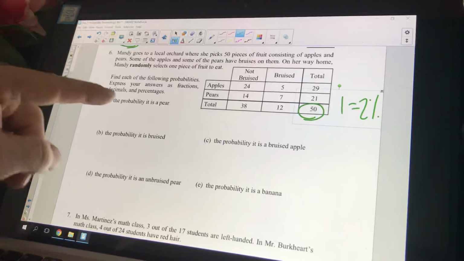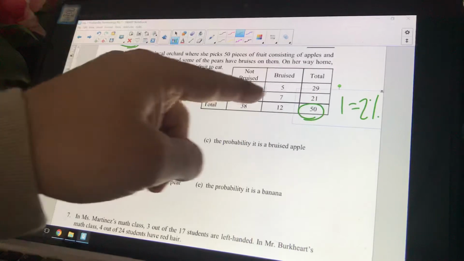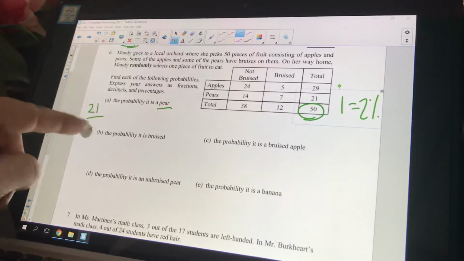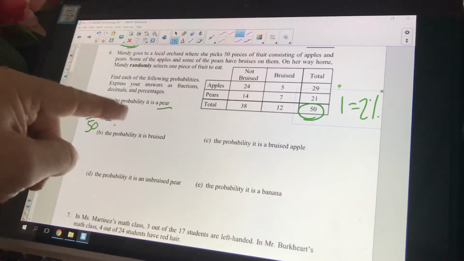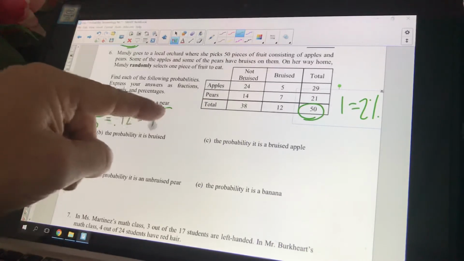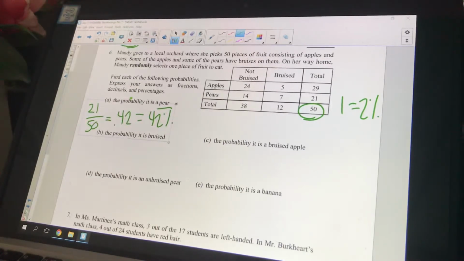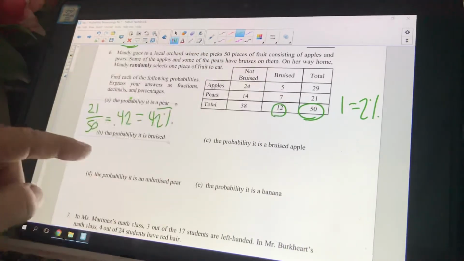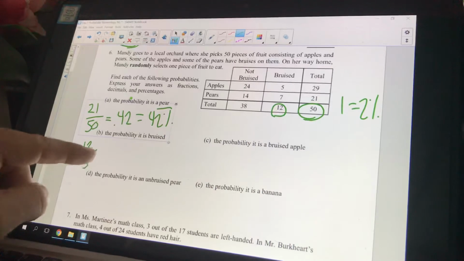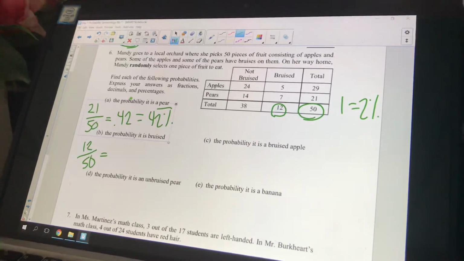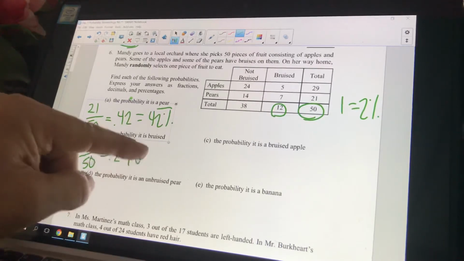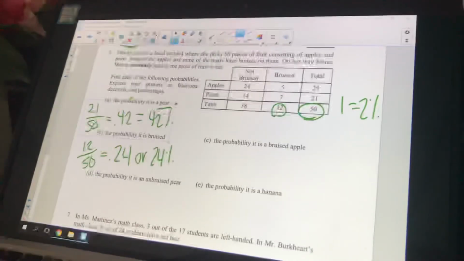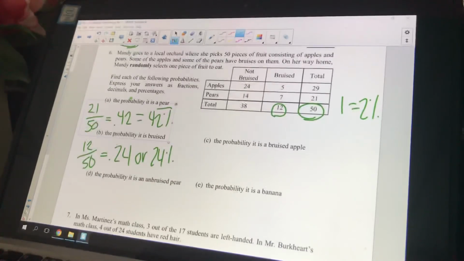Okay, letter A. Find the probability that it's a pear. Okay, how many pears are there? Total pears are 21 pears out of 50. Each being 2% is 0.42, or 42% of the batch is pear. Okay, letter B. The probability that it is bruised. How many bruised ones are there? Total number of bruised is 12 out of still 50, because we're talking about the total amount of bruised to the total amount of actual pieces of fruit. That's going to be 0.24 or 24%.